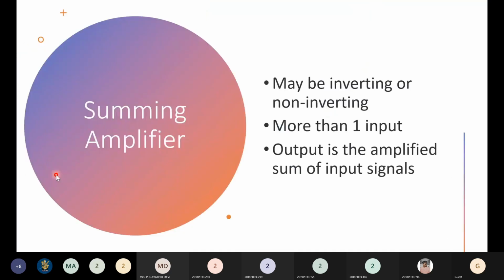Okay, the next one is a summing amplifier. Now we are slowly entering into the applications of op-amp. First we saw what is the op-amp, what circuits you have inside an op-amp, then the characteristics of an op-amp, basic circuits of op-amp: inverting, non-inverting, and voltage follower. And now we are entering into the applications of op-amp. We said this is a versatile IC which can be used for mathematical operations also, right? So now we are going to see how this could be used for mathematical operations.